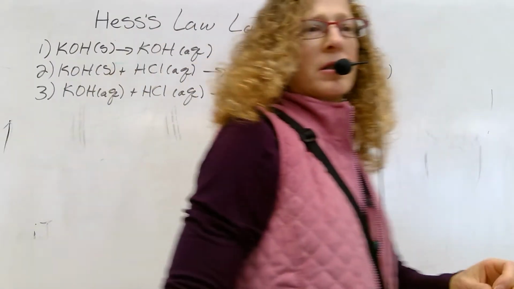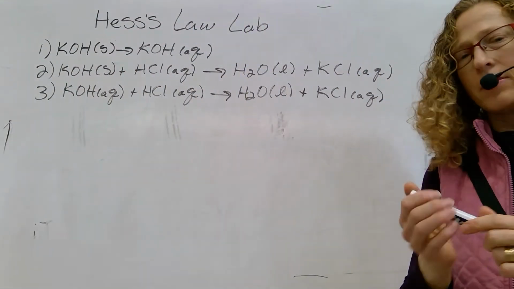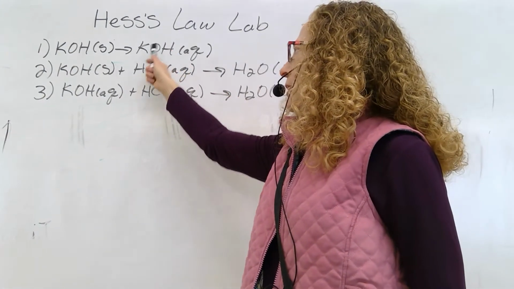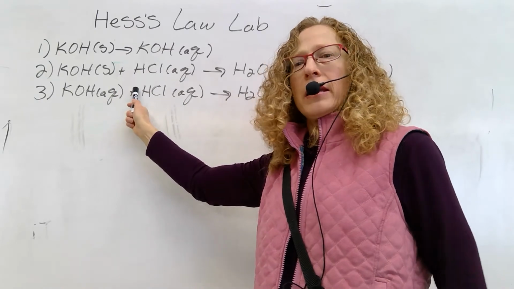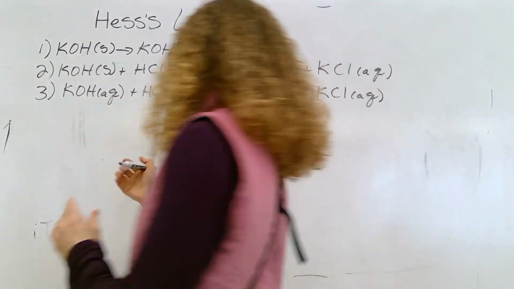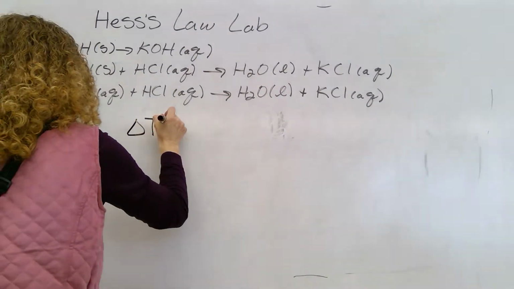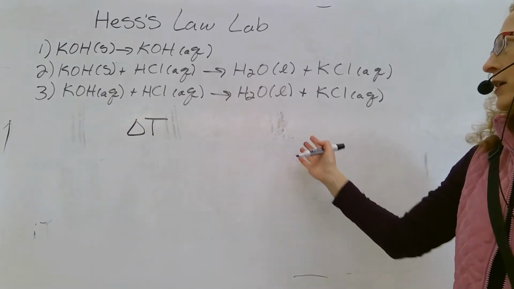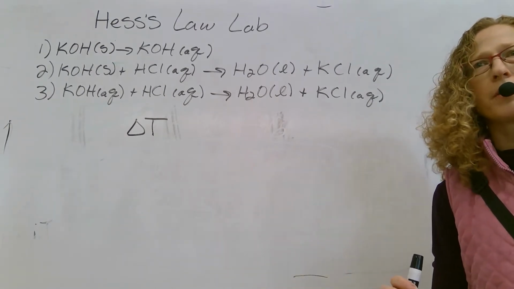So these are directions to help you with the Hess's Law Lab. In the Hess's Law Lab, you are going to do 3 reactions. And in these reactions, you will find the change in temperature. And what the change in temperature is, actually all of these will get warmer, so they're exothermic.